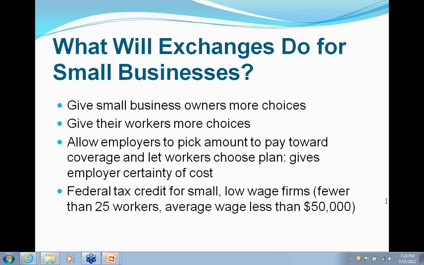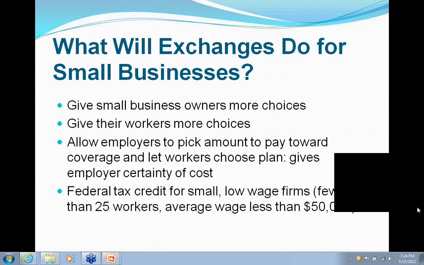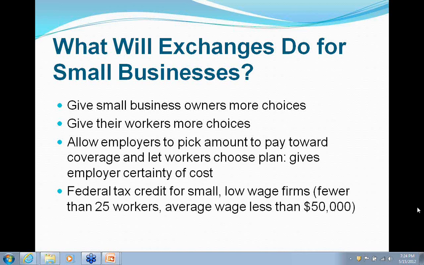It will also allow employers to pick the amount they pay towards the coverage and then let their workers choose their plan. You might have heard sometimes this is called defined contribution coverage. So the employer will say, for example, I choose to spend no more than $200 per employee per month on health care. Here's your check from me. Go shopping in the exchange and pick out the plan that you want. There may be a plan that costs $205 and the worker doesn't have to pay much out of pocket. If they want to buy up to more generous coverage, they'll have to pay the difference.